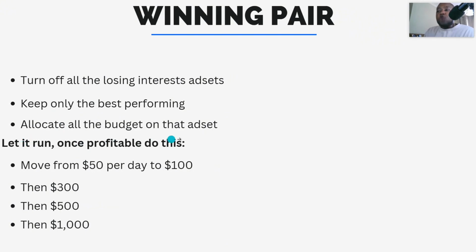Now let it run, and once it's profitable, you want to do this. Most of you will be starting with $50, so you want to move from $50 per day to $100 per day. Whoa, that's crazy. That's a 100% increase in ad budget. This guru told me to bump it up by 25% every 48 hours. Okay, well, I'm only here to tell you what works for me, and this is my strategy.